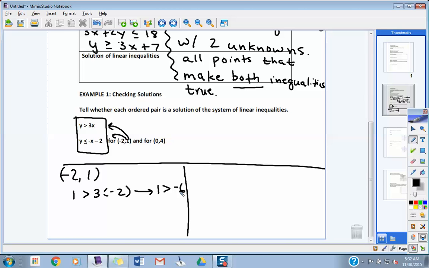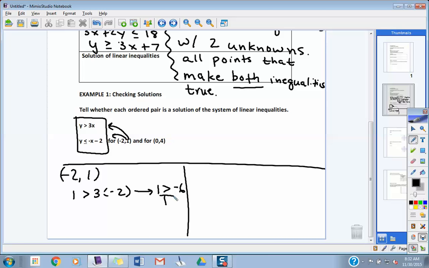All right. So it is true. We all agree it's true? Everybody agree it's true here? 1 is bigger than -6 after I put it in, okay? So when I substitute -2, comma 1 into the first inequality, it turns out true. So to know if this is a solution to this system, we need to plug this into the second inequality. So what's going in for y on my second inequality now, guys?